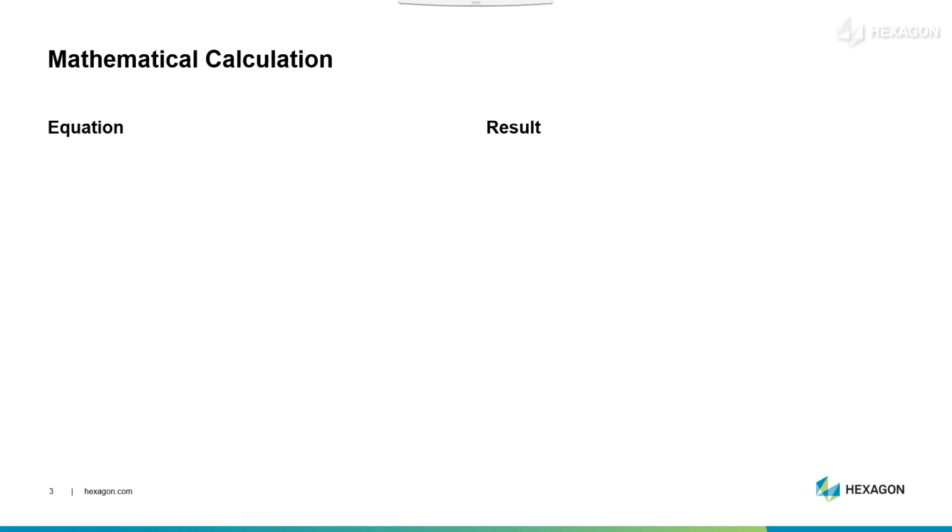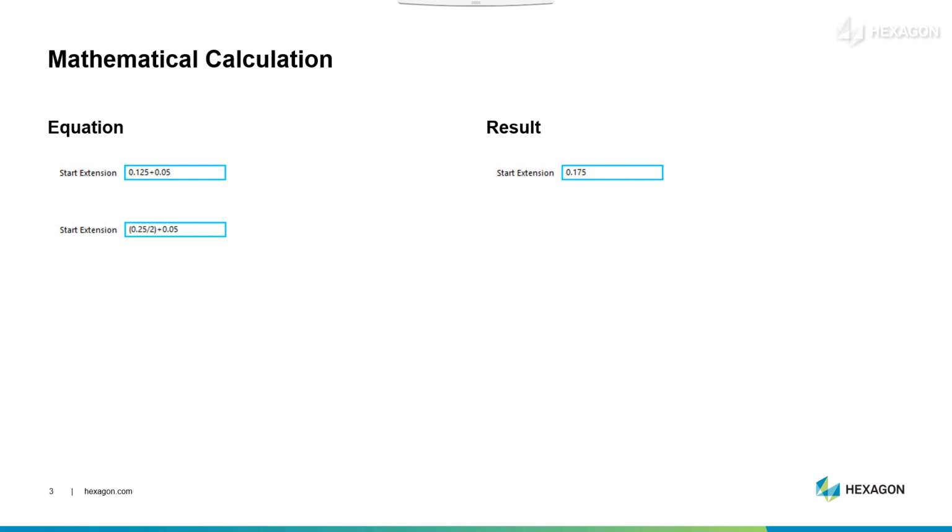Let's start our exploration by looking at a simple mathematical equation, 0.125 plus 0.05. Instead of using a calculator, when we enter this directly into the cycle dialog, we see that EDGECAM is good at math and has correctly determined the result.